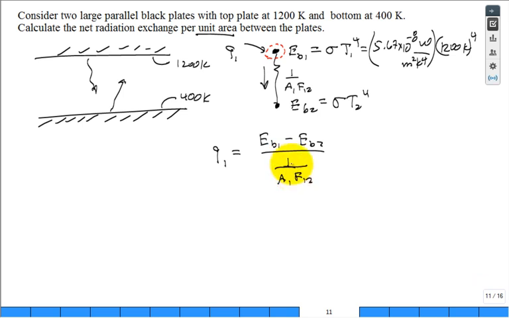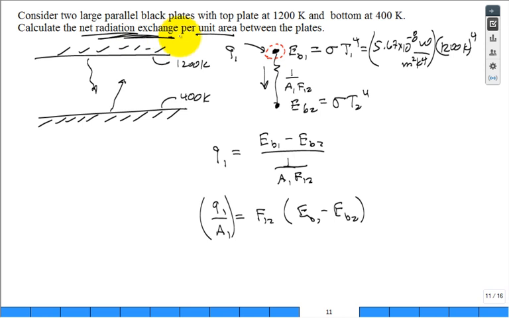You're saying you're making this so complicated, Professor. I know. It's a big stick for a small problem, but we're going to use the same approach when we have a more complicated network. So we have Q1 divided by A1 is equal to the view factor 1 to 2, EB1 minus EB2. This is what we wanted to calculate. It's our net radiation exchange per surface area between the plates.